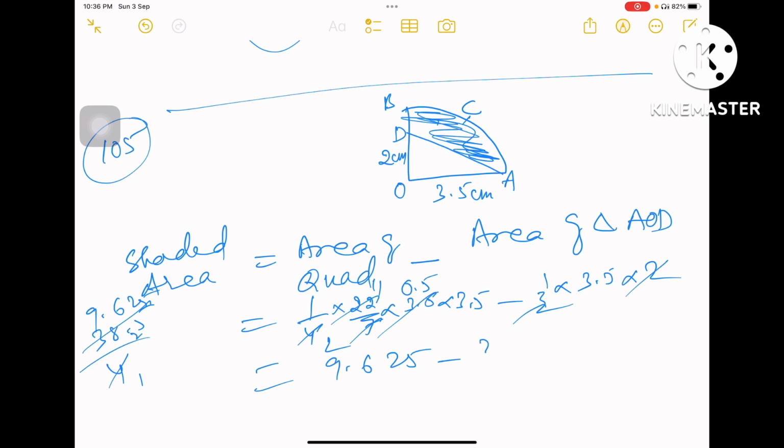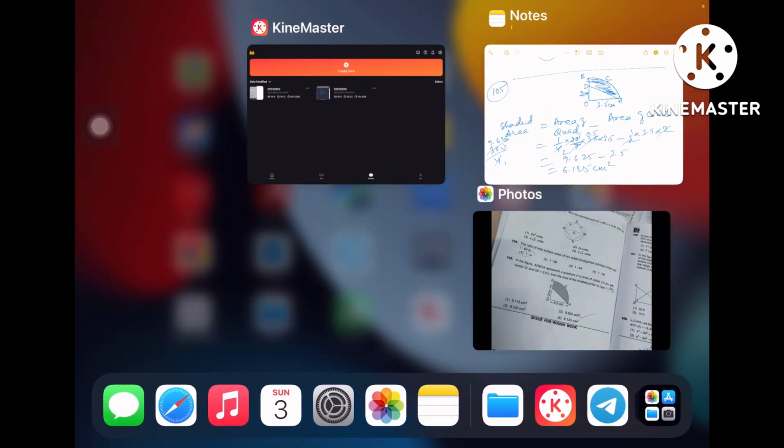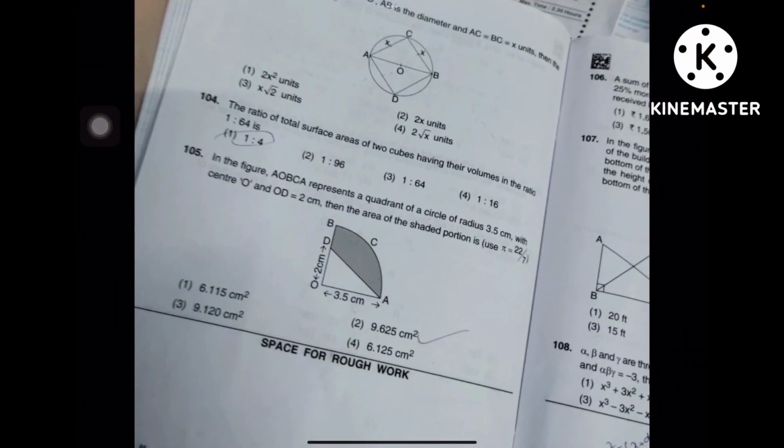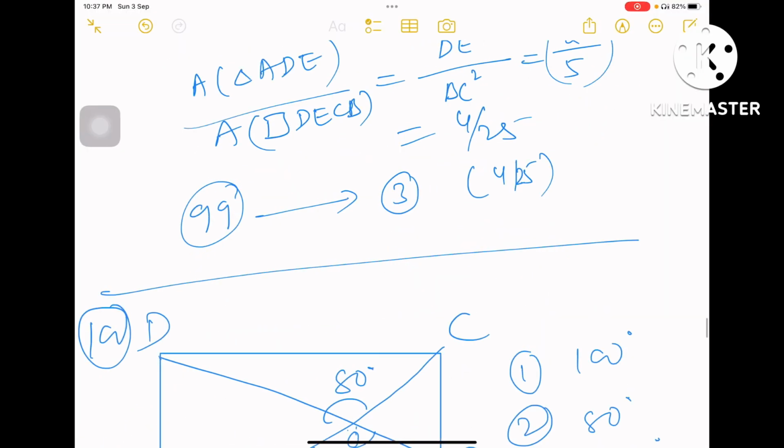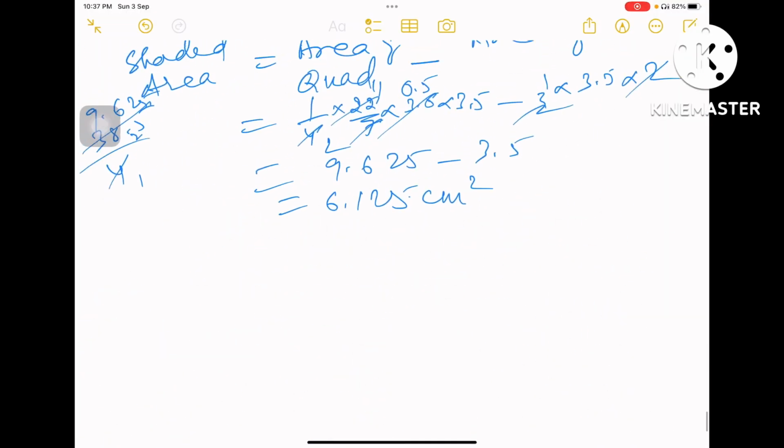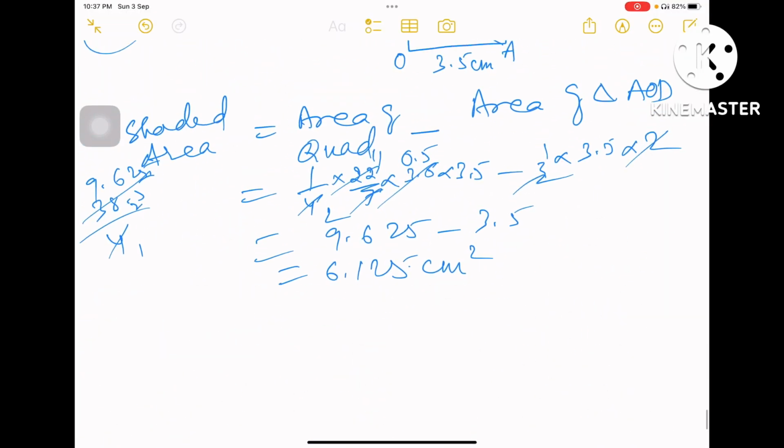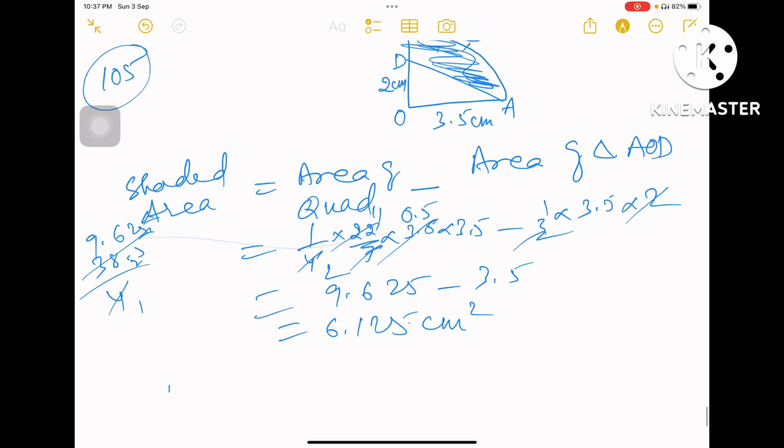Minus 3.5. 9.625 minus 3.5 becomes 6.125 centimeter square. Let's see the options. 6.125 is the fourth option, the correct answer. The correct answer for question number 105 is the fourth option, that is 6.125.